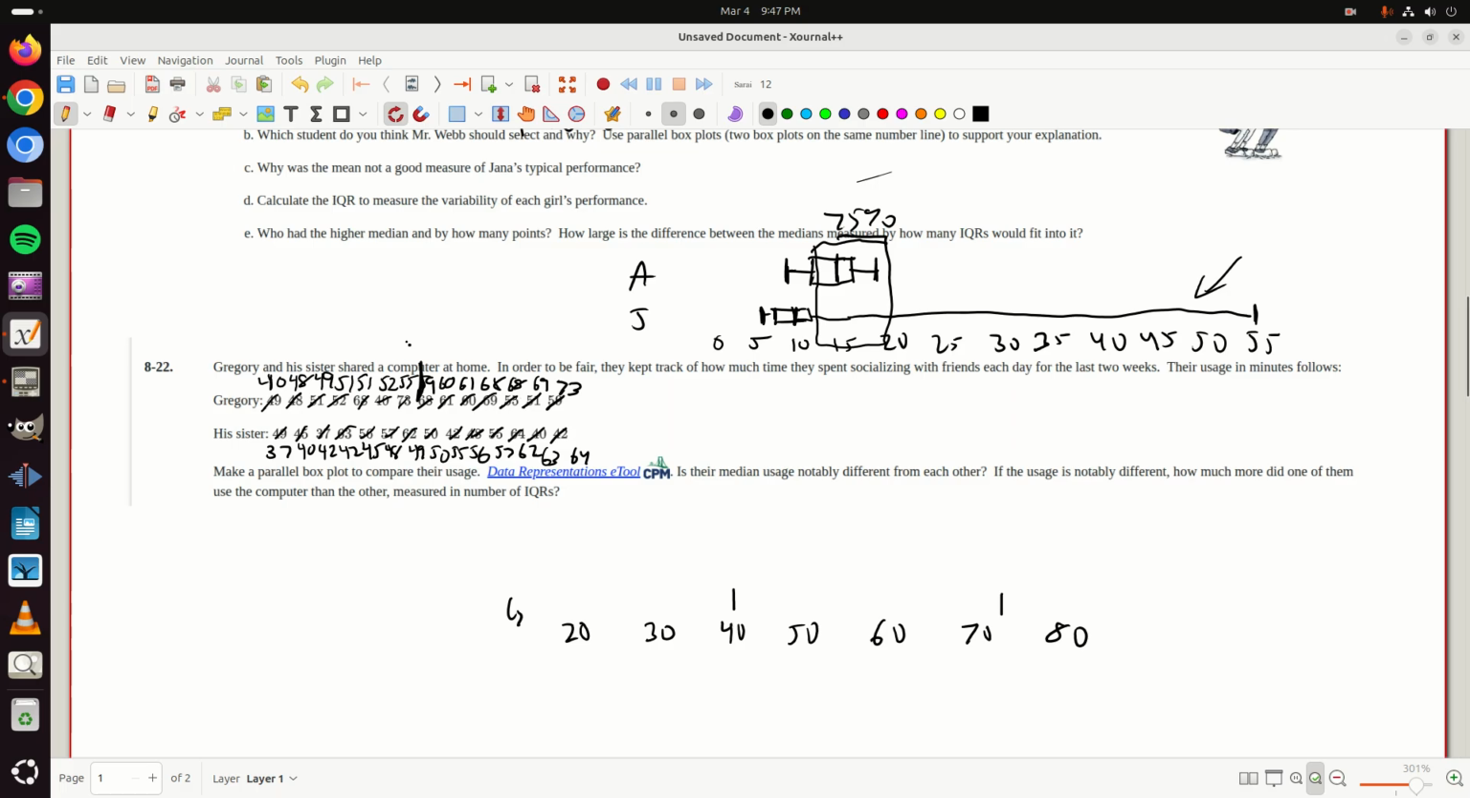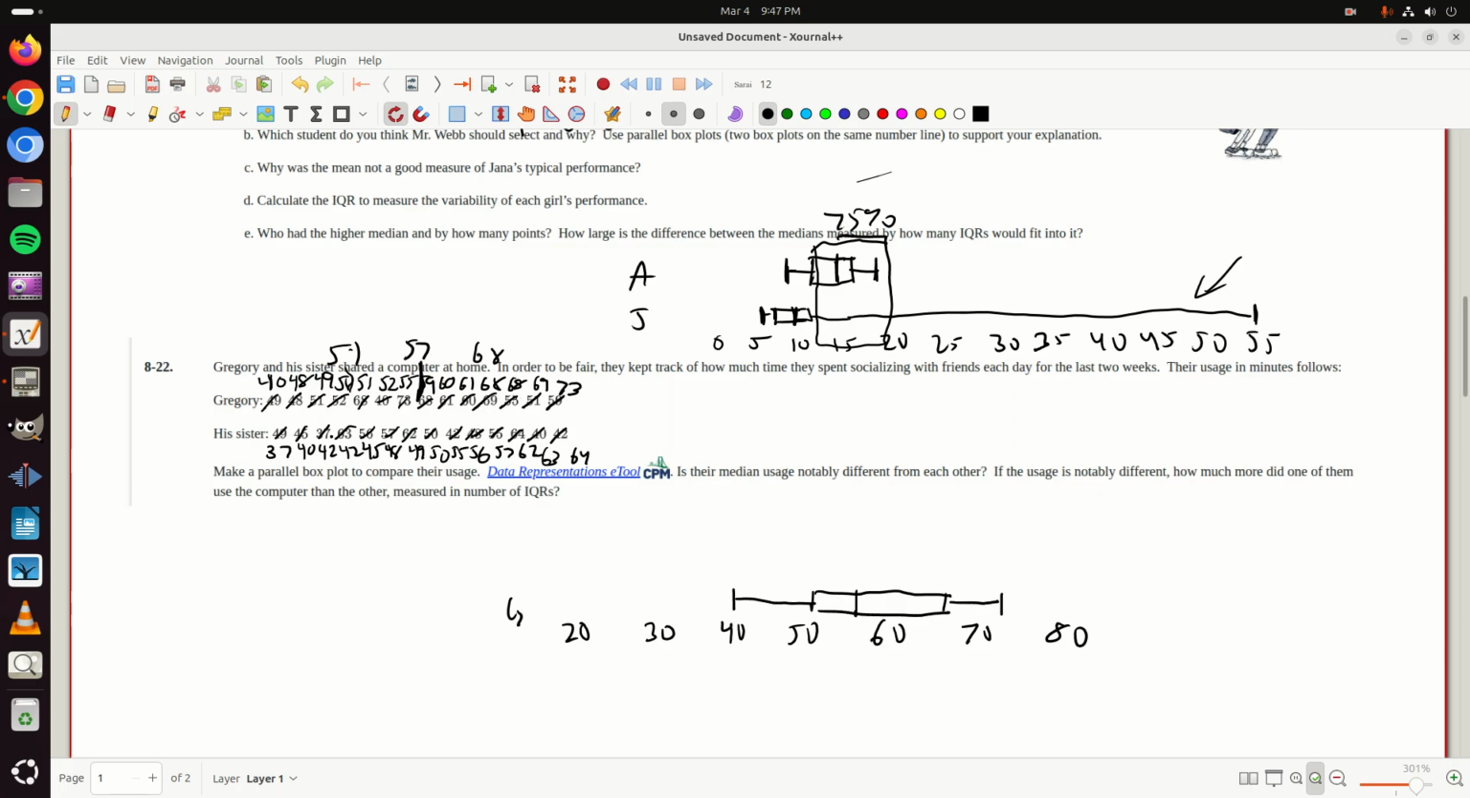So it's going to be halfway between 55 and 59. So it looks like we're looking at a median of 57. And then from here we have 1, 2, 3, 4, 5, 6, 7. So it'll be the fourth number, which would be 51. So we'll go over here and we'll say 51, and then the fourth number, 1, 2, 3, 4, it looks like 68. So we have Greg's box and whisker plot.